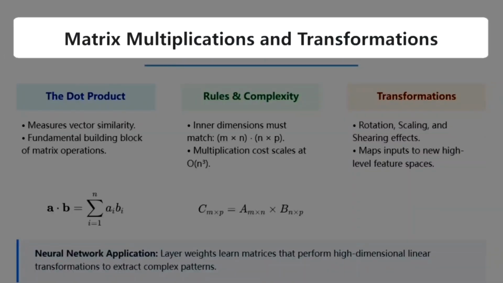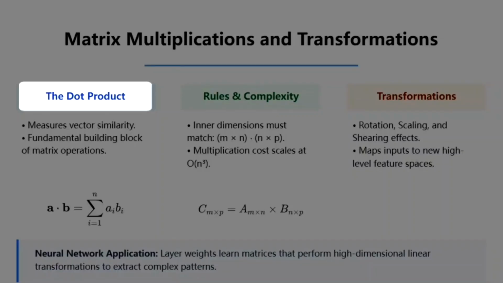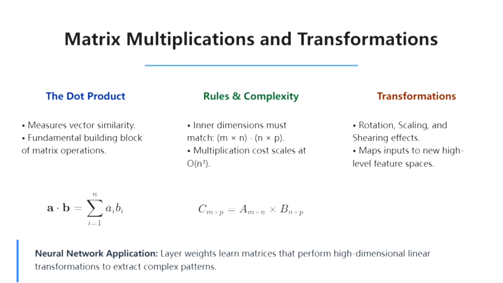Building on our understanding of vectors and tensors, we now need to look at how these structures interact. At the heart of nearly every AI operation is matrix multiplication and the transformations it enables. First, let's focus on the most basic building block, the dot product. This operation essentially measures vector similarity. In AI, this formula is a fundamental building block. It's how we determine how closely an input, like the pixels of an image we just discussed, matches a learned pattern.